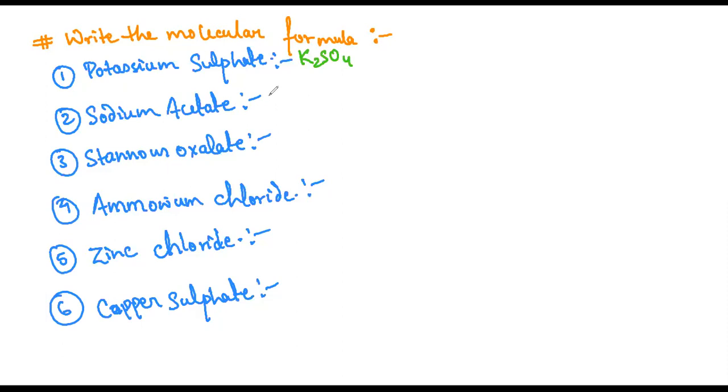Second one is Na acetate. I do not know this. Acetate you don't know, right? Okay, so acetate is an anion, and its formula is CH3COO minus. Usually what happens, first we write the cation and then we write the anion, right?